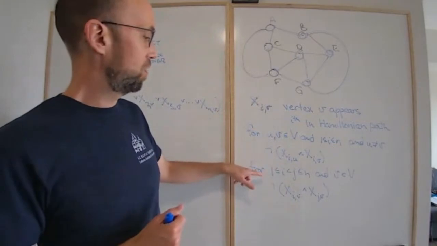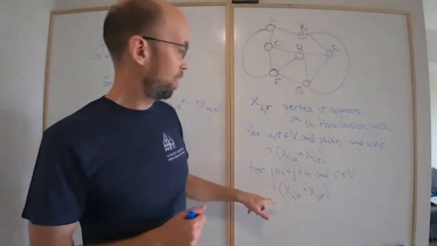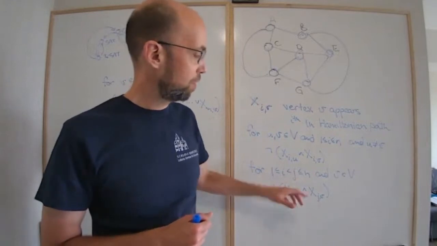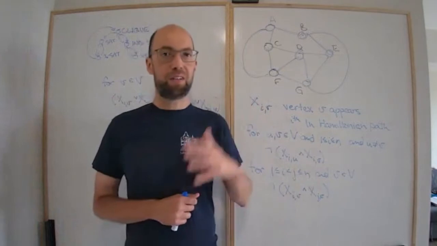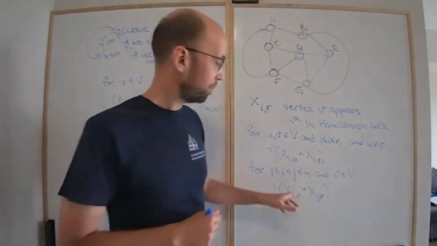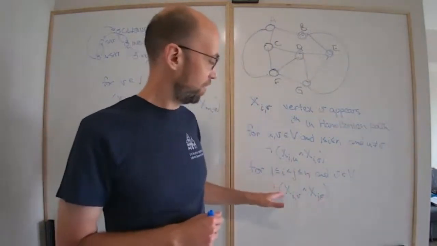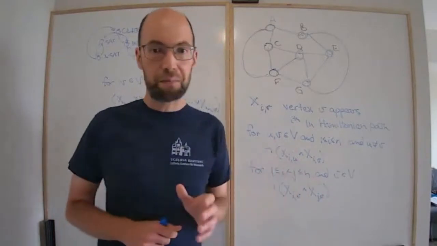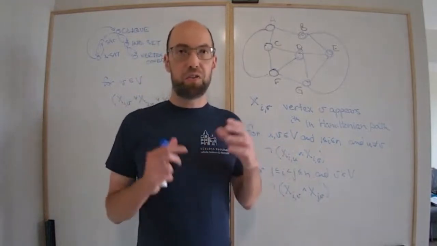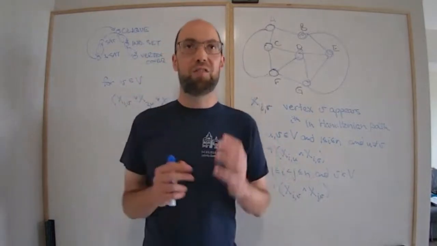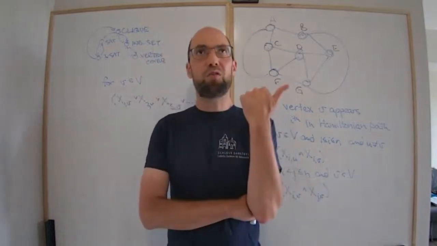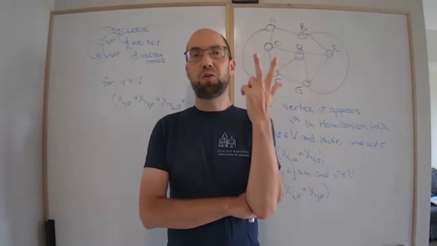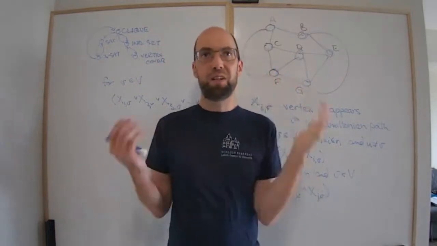Second condition is no vertex appears twice, right? So if you have x_{i,v}, so x_{i,v} means that v appears ith in the Hamiltonian path. And x_{j,v}, so it says it's not the case that it's x_{i,v} and x_{j,v} for some j not equal to i. But, so we've got sort of the conditions, nothing appears twice, everything appears, and no two things occupy the same position. What else do we need?